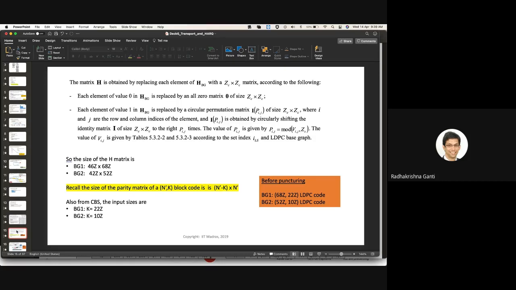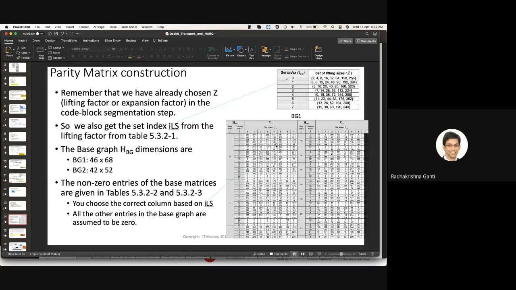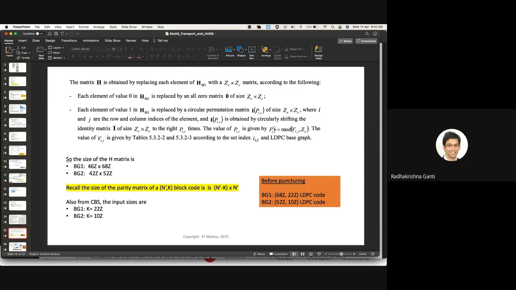For the other elements, you have an element, for example, the 0th row and 5th column element is 219. What you do is you take the remainder with respect to Z of that number, and that will be your permutation dimension. What Andrew told was the base graph itself uses the permutation. Here there's a little bit of difference. Whatever is there in the base graph, you just do modulo ZC, modulo the lifting factor, so that you get a value between 0 and the lifting factor minus 1, and then you do that many right shifts.